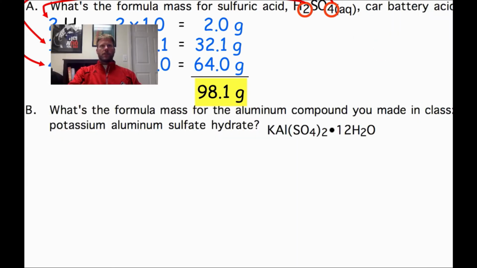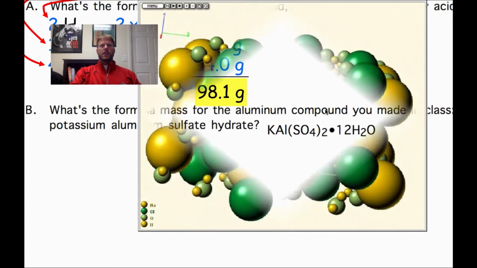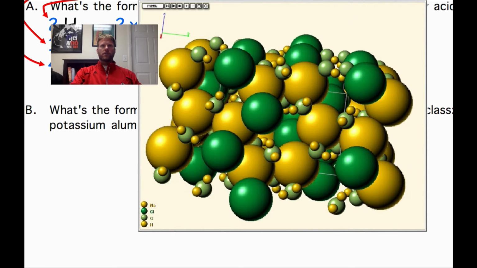Alright, let's look at a more complicated chemical formula just to show you that determining formula masses is not that difficult, even if some chemical formulas look complicated. First of all, the compound you made in lab is known as a hydrate. Substances that incorporate water into their solid crystalline structures are known as hydrates. See these water molecules snuggled inside this solid crystalline structure? Well, scientists must account for these water molecules when determining formula masses of hydrates.